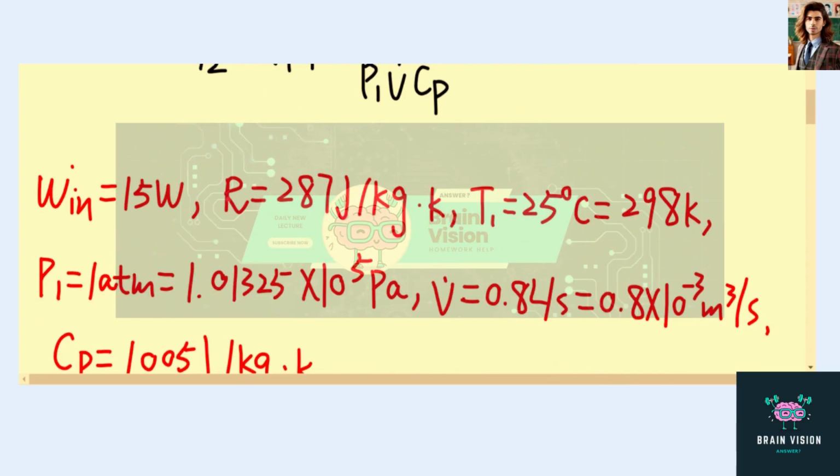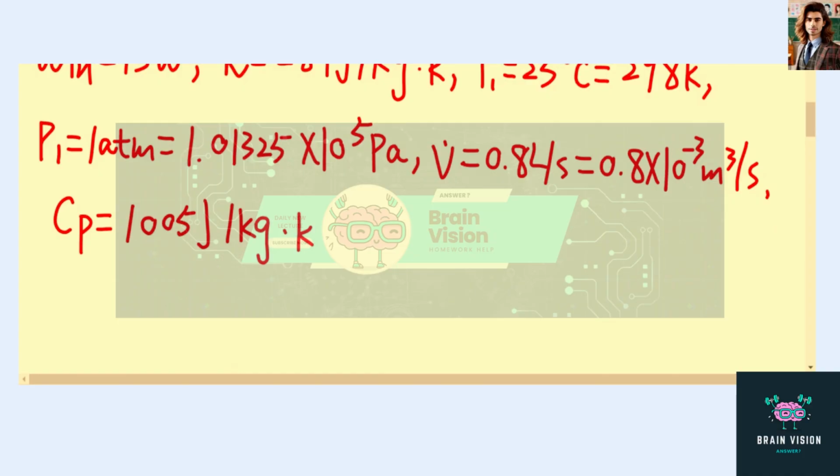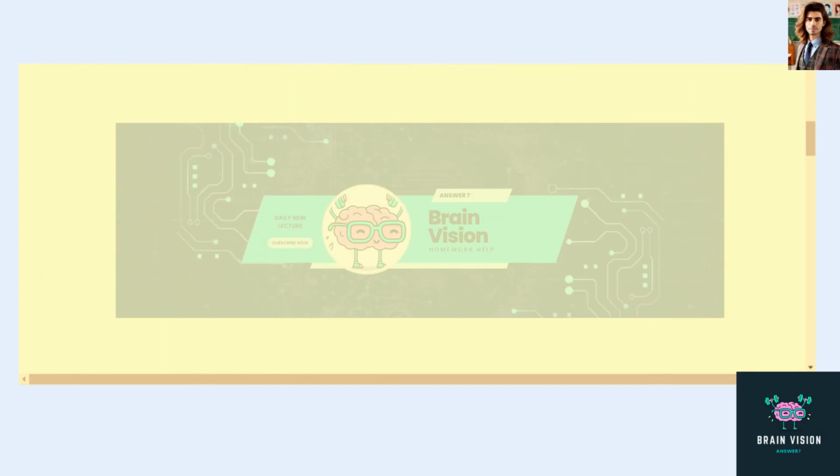So we know the power input is 15 watts. The gas constant is about 287 joule per kilogram times Kelvin. And we know the initial temperature is 25 degrees Celsius, which is 298 Kelvin. And the initial pressure is 1 atmosphere, which is about 1.01325 times 10 to the power 5 Pascal. And the volume flow rate is about 0.8 liter per second. If we convert it to meter cube per second, it's about 0.8 times 10 to the power -3 meter cube per second. And the specific heat for the air is about 1005 joule per kilogram times Kelvin.